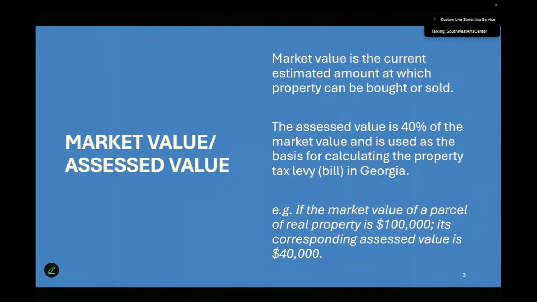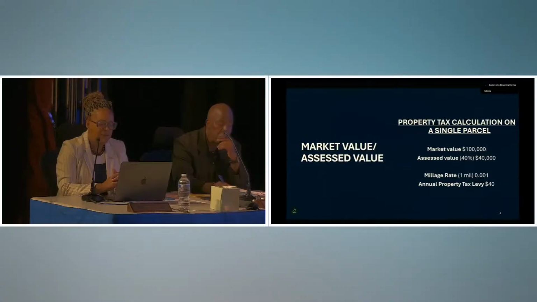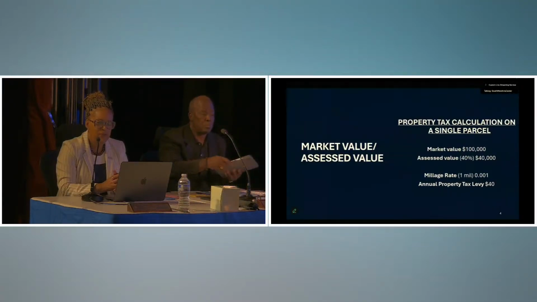The market value is the current amount at which a property can technically be bought or sold. As we know, market values shift. The assessed value in Georgia is 40% of the market value, and that's what we use to calculate. So if a piece of property is valued at $100,000, the corresponding assessed value is $40,000. Next slide, please. This just indicates the 40%, $40,000, 1 mil would be $40. Next slide, please.